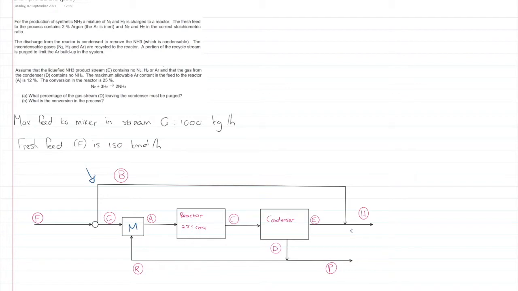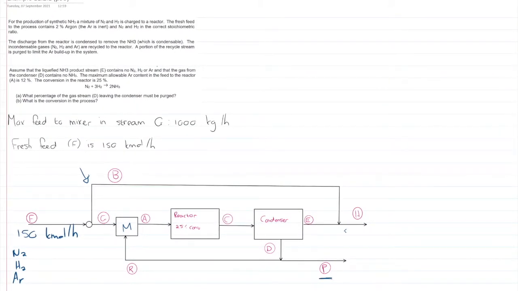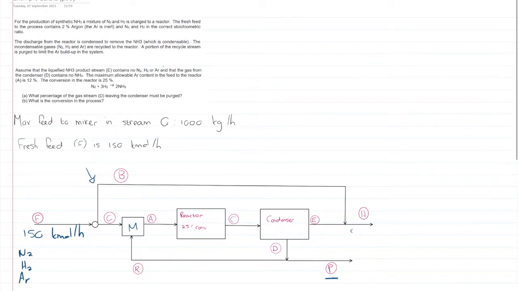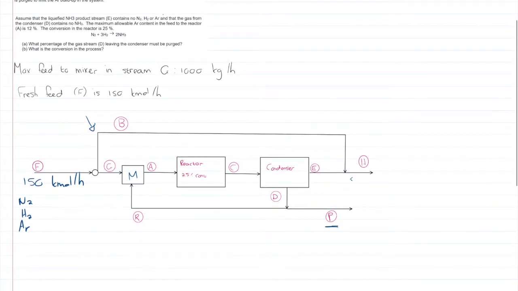And what you are given is that you are feeding 150 kilomoles per hour fresh feed F. Then you also know that the reactor has a 25% conversion, and that in the fresh feed there is nitrogen, hydrogen, and also argon, which is an inert contaminant, which is why we have a purge stream over here, so that there is no buildup of argon in the process. So all the argon that comes in F must go out in the purge.